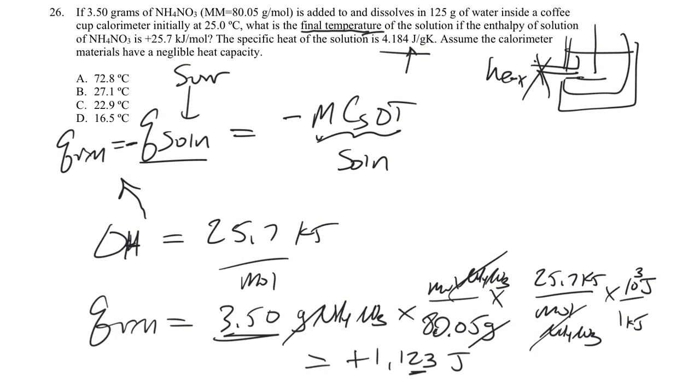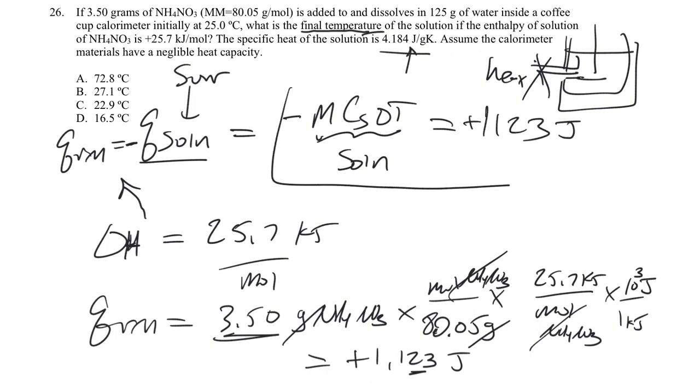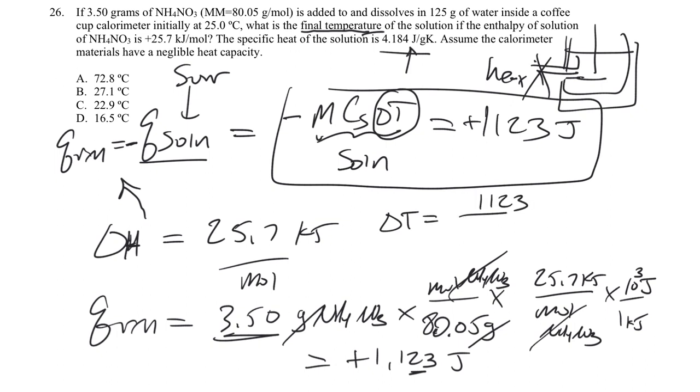Okay, so what I want to do now is plug this in here and solve this equation for delta T. I know my mass of the solution is 128.5, and my c_s is the value that was given. So my delta T is going to be 1,123 divided by negative 128.5, the mass of the solution in grams, times 4.184 joules per gram Kelvin.